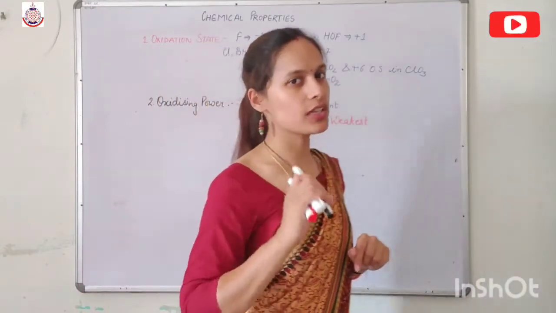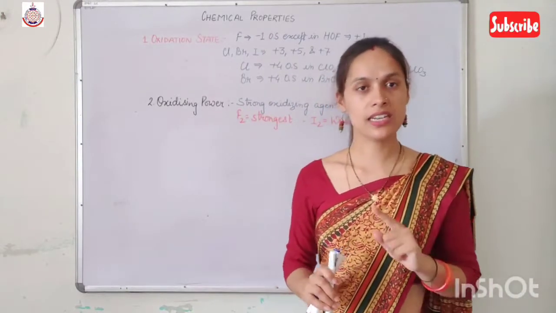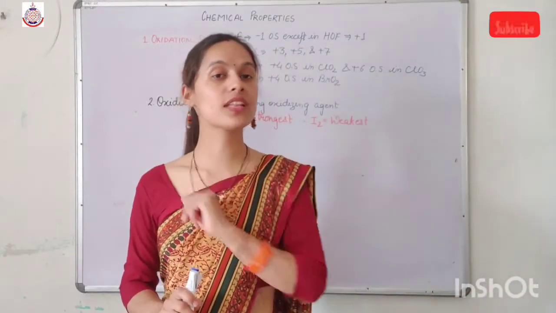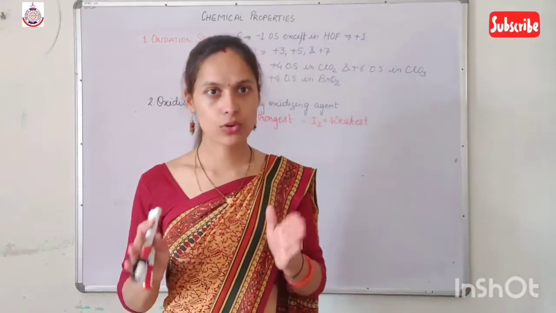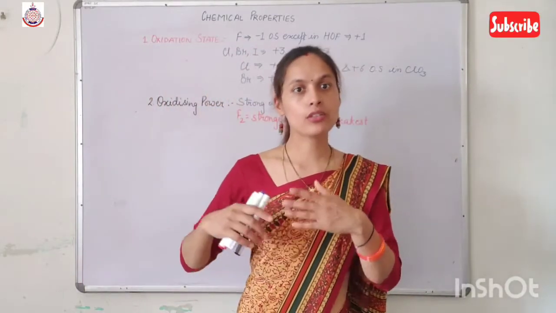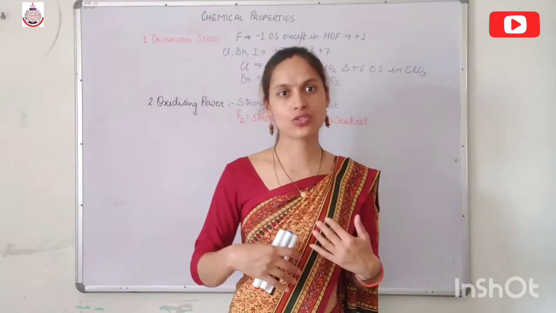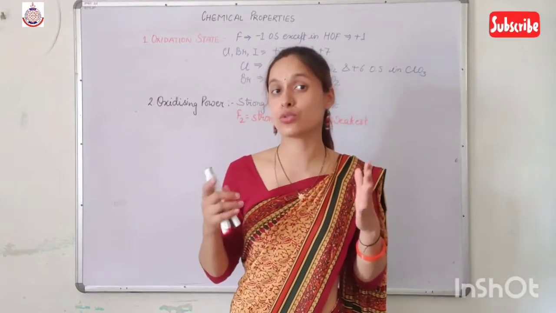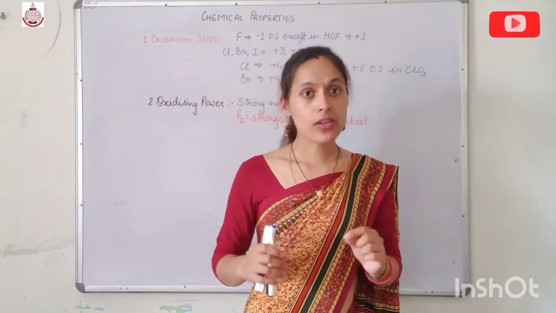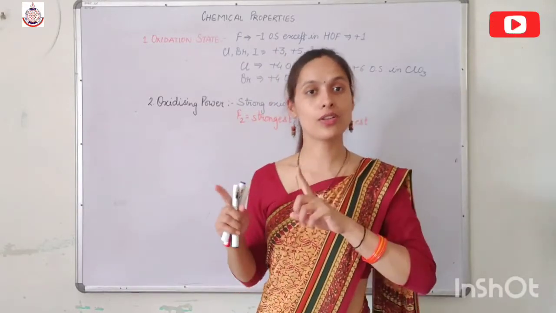Now there is a question in your mind, I think. In our previous video we studied that the electron gain enthalpy of chlorine is more negative than that of fluorine, because chlorine has a greater tendency to accept an extra electron as compared to fluorine, due to the small size of fluorine. There is a repulsion.